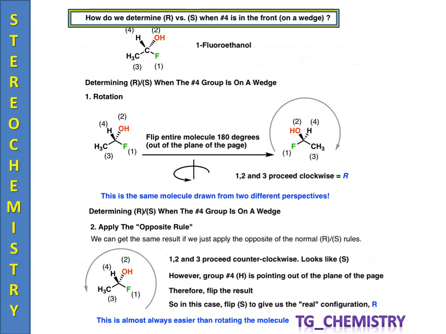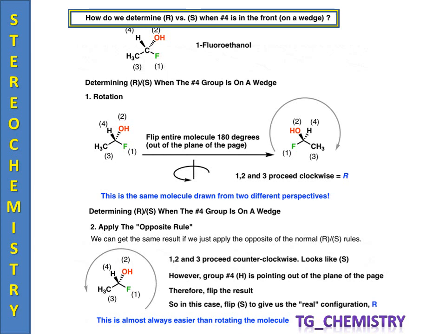Did you get me? So that means that if we get 1, 2, 3 counterclockwise here, it gives you S. Finally, as the fourth group is pointing out of the plane of the page, we will term this as R. Now this is almost always easier than the first version, to me at least, than rotating the molecule. So this is the normal one.